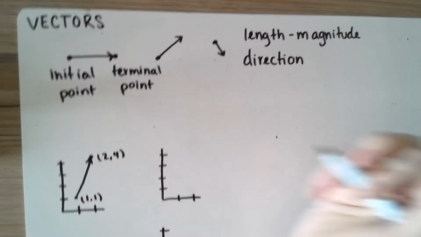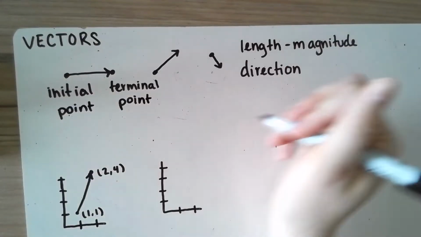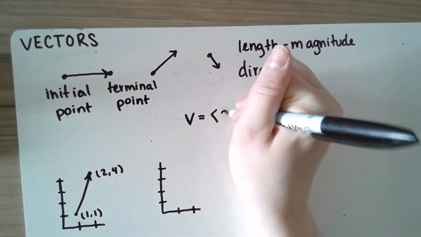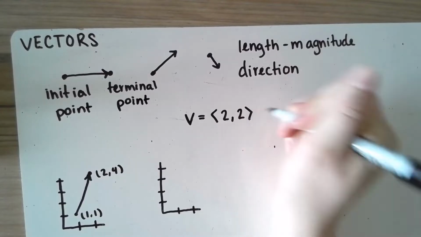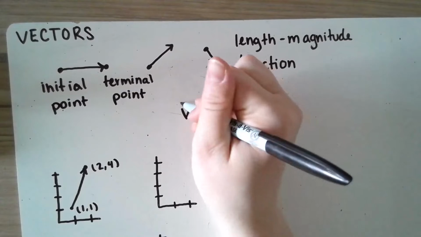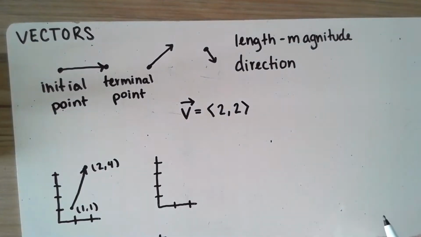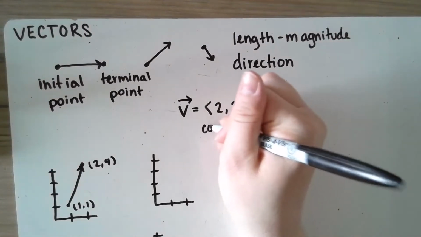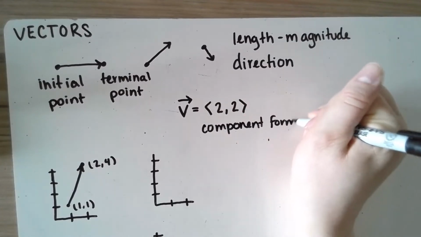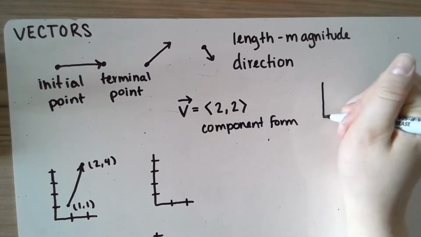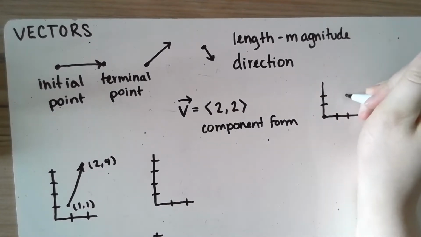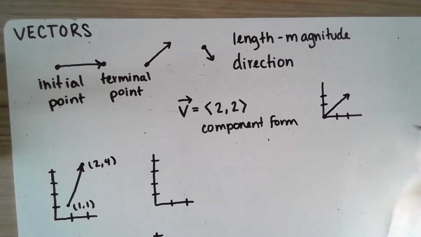So when we write vectors, let's say we have this vector v that is <2, 2>, and vectors have these angled brackets that denote the fact that it's a vector, and they also have these arrows over the top of them. This is called component form, and what this tells us is that the vector starts at point (0, 0), that's the initial point, and the terminal point is at (2, 2). And that's our vector.